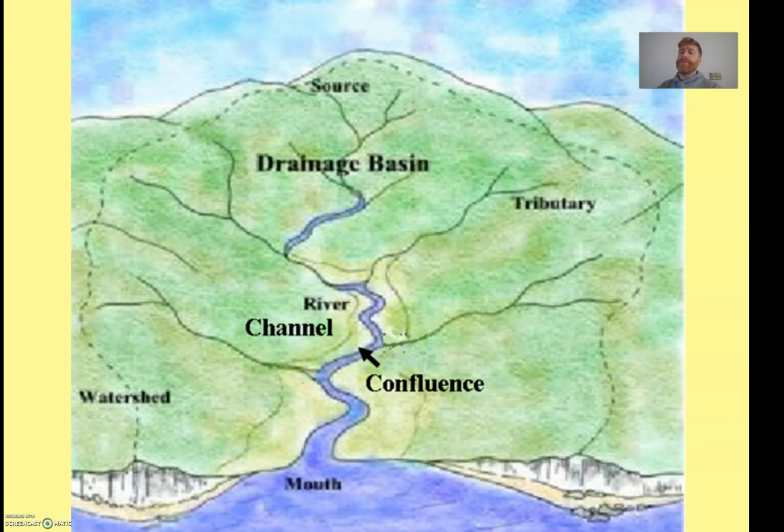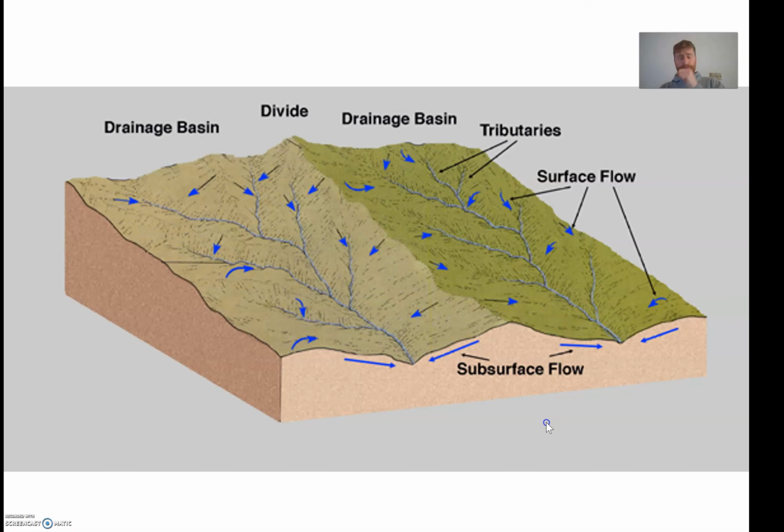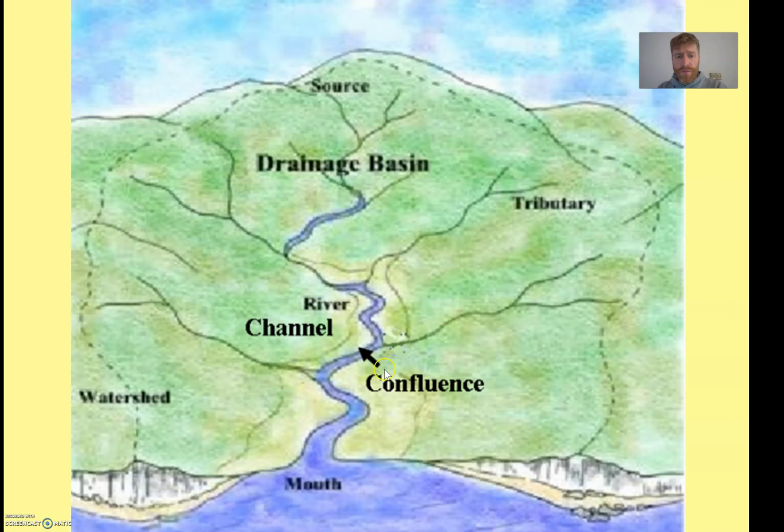A drainage basin is an area of land drained by a river and all of its tributaries. So if you have a look at this particular drainage basin here, it's this whole area of land within this dotted line called a watershed, that is drained by this river here and all of its tributary rivers that flow into it.